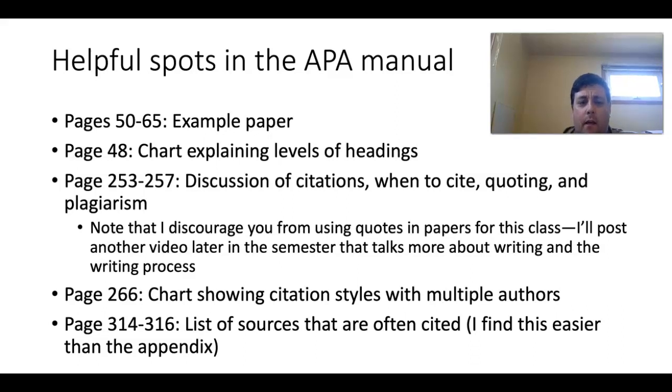And then 2 other spots that I find helpful. One is on page 266, and that shows how to handle citing sources that have multiple authors. And then on pages 314 to 316, there's a list of sources that are often cited. I think it's useful to locate the particular kind of source you're trying to cite or write into a reference list. I think it's easier to look in that list than it is in the appendix.